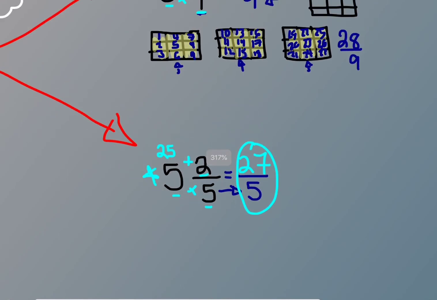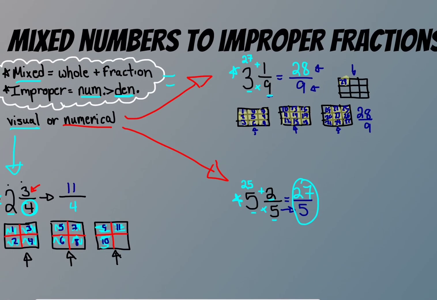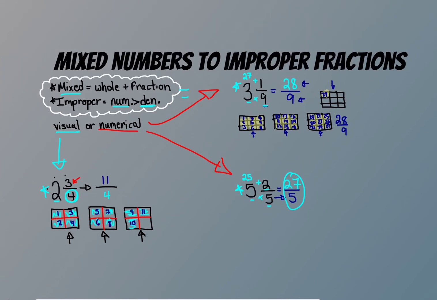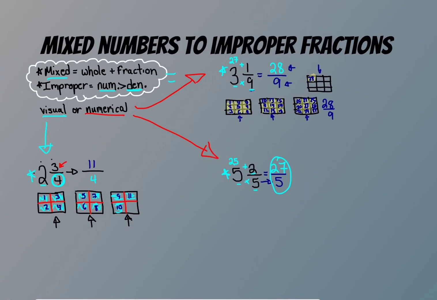Now I will say that you're probably not going to have to change from mixed numbers to improper fractions very much. It's usually the other way around. Normally you're going to have to change from improper fractions to mixed numbers, which I have another video for, and I will provide the link in the description.